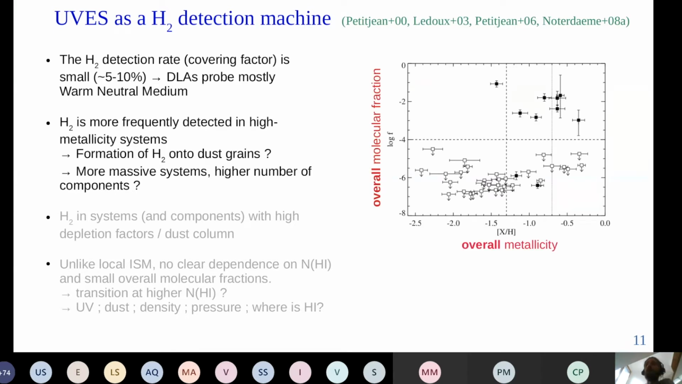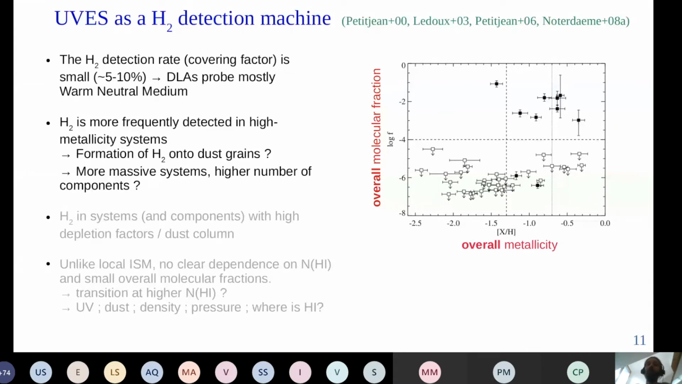Then the second observation is that H2 is more frequently detected in higher metallicity systems. So this is the plot that you can see on the right, where you have the overall molecular fraction on the y-axis against the overall metallicity on the x-axis. And the H2 detections are these black points, while the upper limits and non-detections are the empty squares. So you can see that basically all the H2 detections are in the upper half of metallicity.